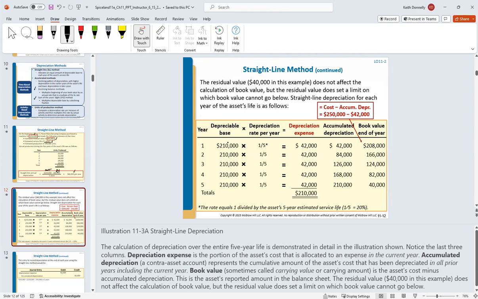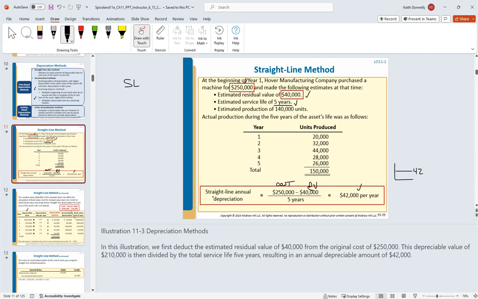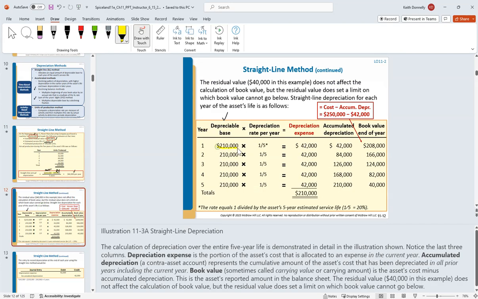You could map this out in Excel and run it that way, but essentially we start with the depreciable base, which is going to be the 210. It's basically this guy right here, cost minus residual value, 210 times 1/5, 42,000. Accumulated depreciation is 42. Book value for the year, we're going to start with, in this case, 250, which is the cost, minus accumulated depreciation of 42. Now we're at 208.